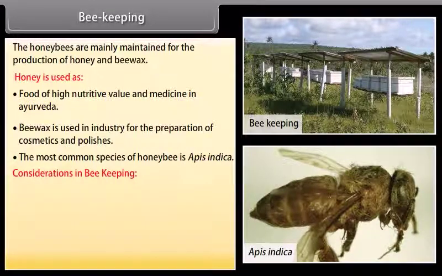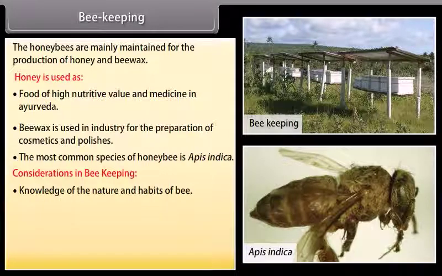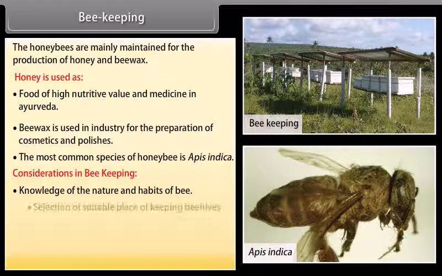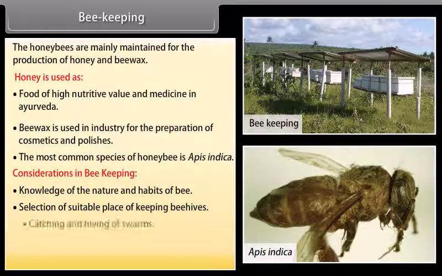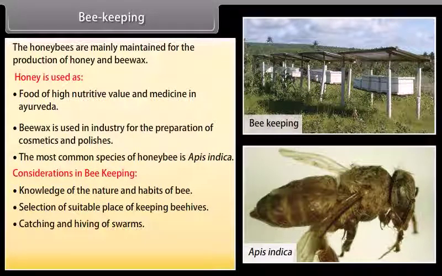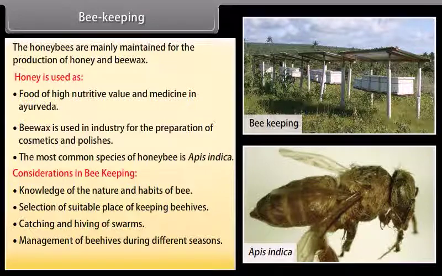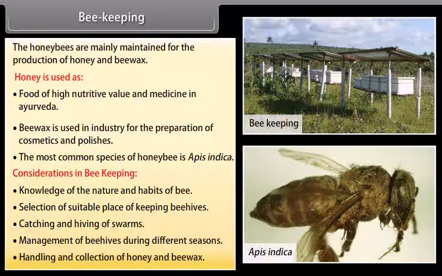Considerations in beekeeping. Knowledge of the nature and habits of bees. Selection of a suitable place for keeping beehives. Catching and hiving of swarms. Management of beehives during different seasons. Handling and collection of honey and bee wax.